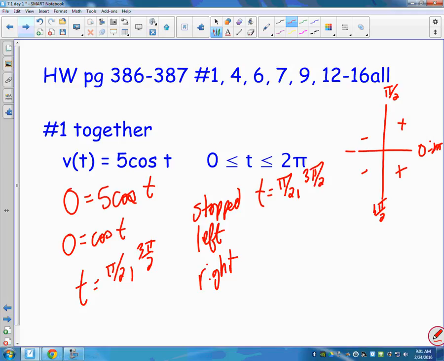You're going to write for the left. Like, when's it moving to the left? From what to what? From pi halves to 3 pi halves? Right? And you guys wanted to not include it, right? I want to not include it.